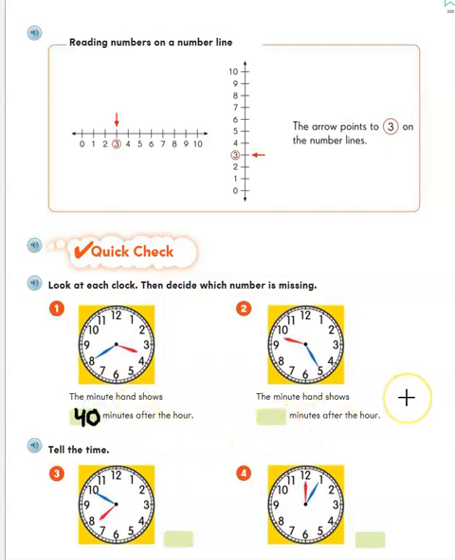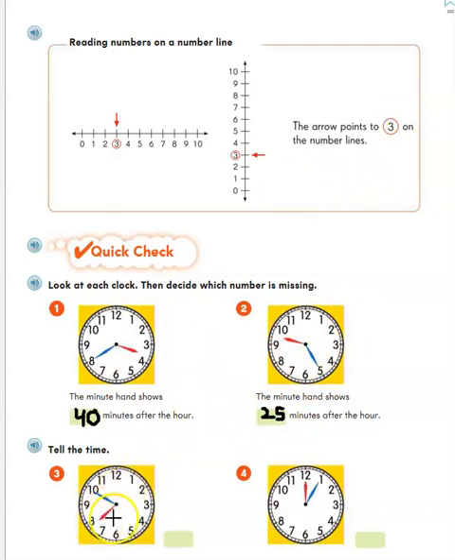Okay, number 2, the minute hand shows blank minutes after the hour. Now let's look at this clock. We can see that our hour hand, the shorter one, is in between the 9 and the 10. So that means it's still in the hour of 9, hasn't gotten to the 10 yet, and our minute hand is over here at 5. We know 5 times 5 is 25. So the minute hand is showing us 25 minutes after the hour. And then down here at the bottom, it just says tell the time. So we have to figure out what time it is.